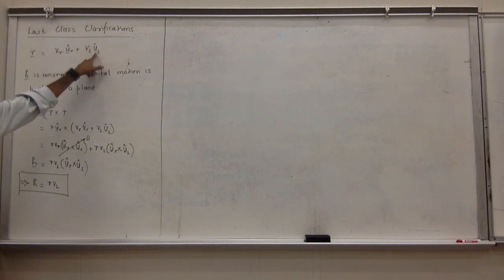So if this component is absent, what will happen? Then it won't rotate. It won't orbit. It will just come back. So it is like throwing a stone.